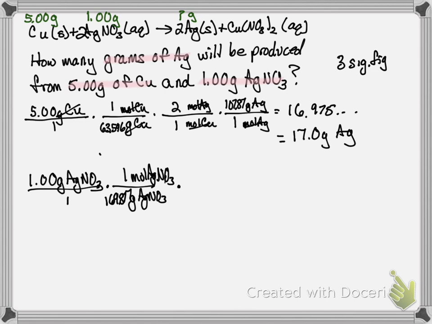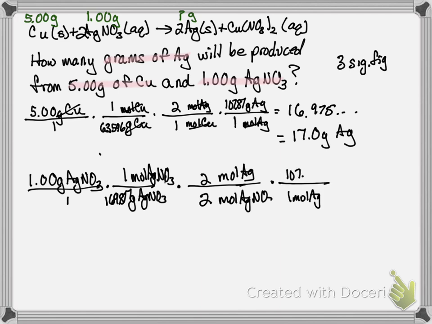We don't want to talk about silver nitrate. We want to talk about silver. So we get rid of our moles of silver nitrate and we go to moles of silver. The coefficient of the balanced chemical equation tells us what to put there: 2 silver nitrates for every 2 silver atoms made. And now we're going to get rid of moles of silver and go to grams of silver again. We already knew that conversion factor because we just did it.